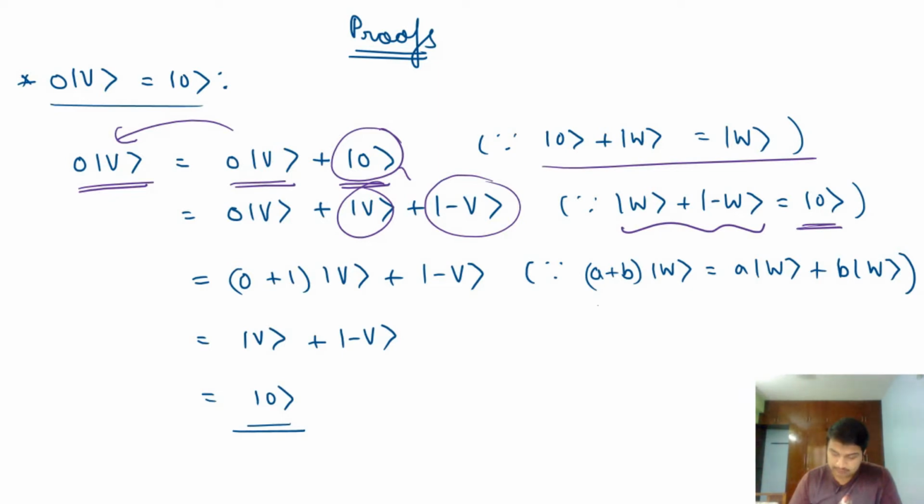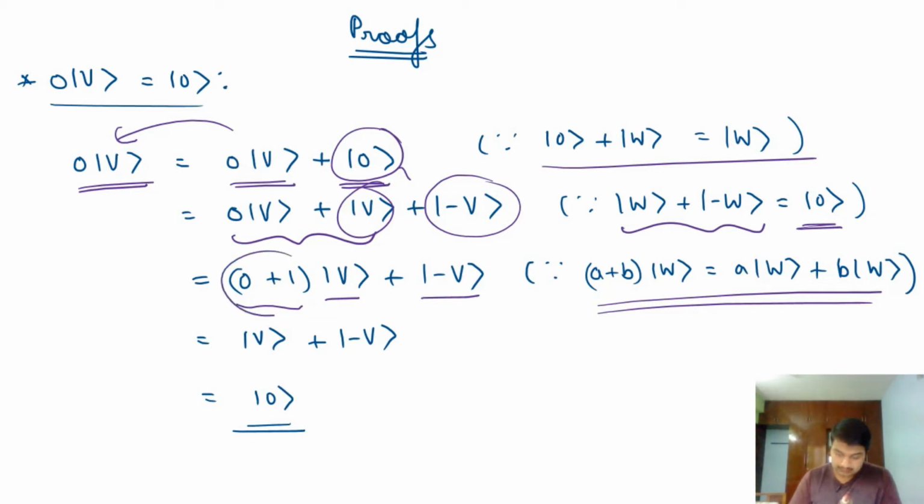And now I am going to use this property, which is the distributive property under the scalars, and combine these two guys and write them as 0 plus 1 times vector v plus the additive inverse of vector v. Now this is going to become just v plus the additive inverse of v, which is nothing but the null vector. So 0 multiplied with the vector is going to give a null vector.